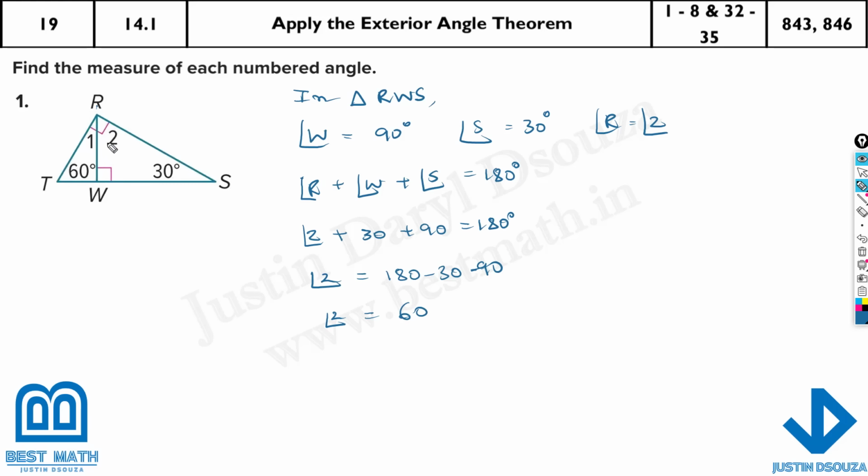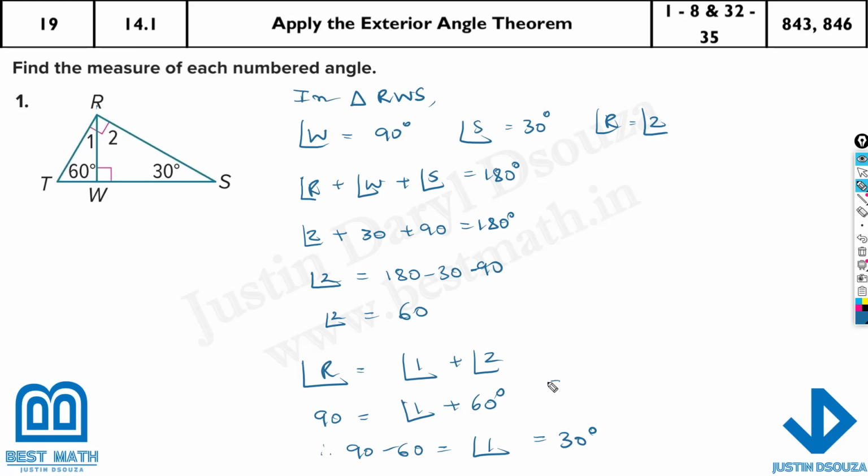We found this. Now, if you want to find the next one, you can do similarly in triangle RTW, or the easier way is angle R is equal to measure of angle 1 plus measure of angle 2. Why? Because we know that's a 90 degree angle. Let's write this because they have told us 1 plus 2. Now we can say 90 is equal to angle 1, which is unknown, plus angle 2, which is 60 degrees. Therefore, it's going to be 90 minus 60 is equal to measure of angle 1. You can write in the next line that it is equal to 30 degrees. And you can write over here if you want, measure of angle R is equal to 90 degrees, given. That's given over here.